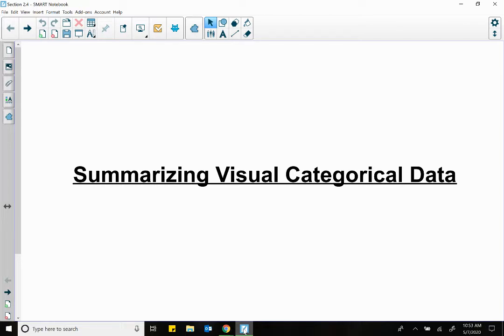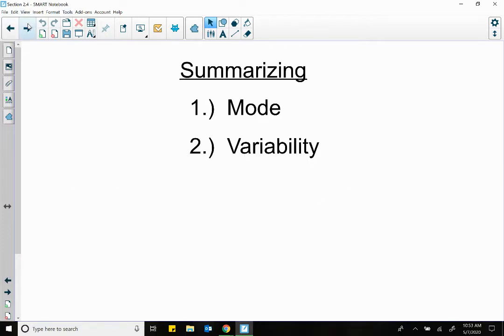So remember, with numerical data, in order to summarize, we would talk about the shape, the center, which is what is typical, and we would talk about the variability or the spread of the data. So in here, when we talk about visualizing the categorical data and summarizing it, we're only going to focus in on two things. We're going to focus in on what is the mode. Okay. Now, when we talk about the mode here, this is really about the center of our data, like what we talked about in the numerical data summarizing. So this is about the center.